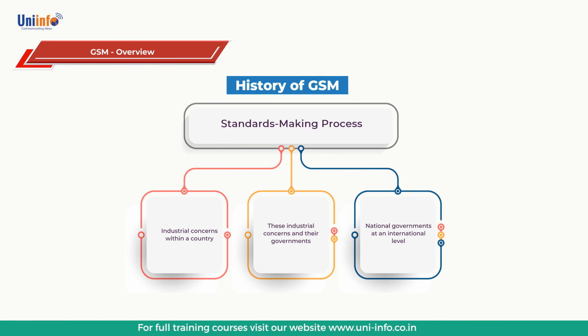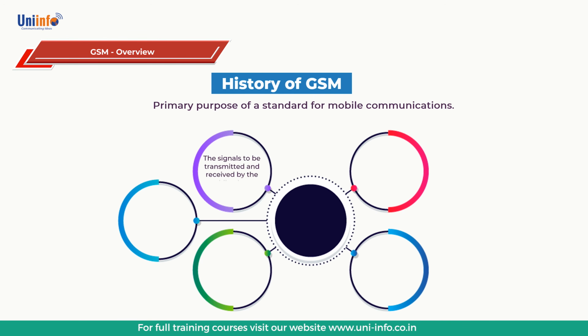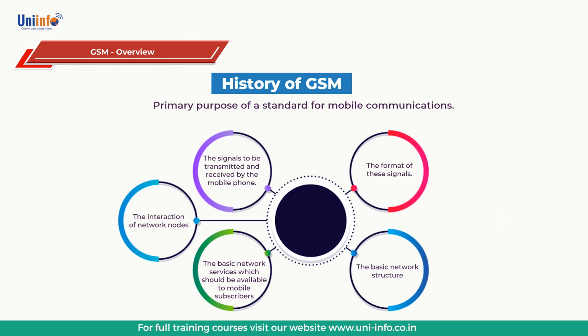The primary purpose of a standard for mobile communication is to specify how mobile phone calls are to be handled by a mobile network. For example, this includes specifications of the following. First, the signals to be transmitted and received by the mobile phone. Second, the format of these signals. Third, the interaction of network nodes. Fourth, the basic network services which should be available to mobile subscribers. Fifth, the basic network structure, that is, cells, etc.